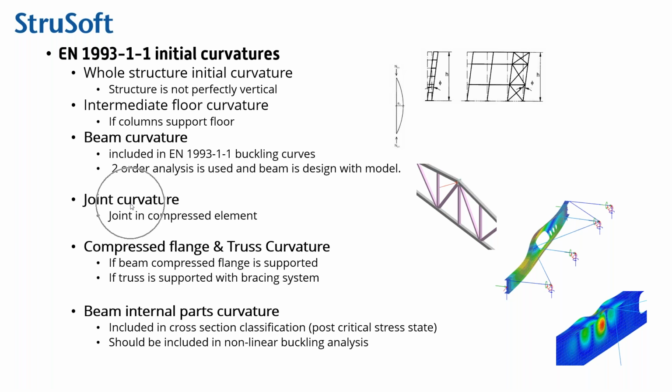And then we have a joint curvature. It means that if we have a connection somewhere in the compression element, we should include that one. This is really commonly missing in models. Joint curvature is the most common missing type of imperfection in calculation models. Then we have a compressed flange or truss curvature, like the example here, and a beam internal part curvature, like the deviation of the flanges or webs. This is taken into account in the cross-section classification, so they are included in the classification table. Basically, in normal cases, you don't have to take them into account.